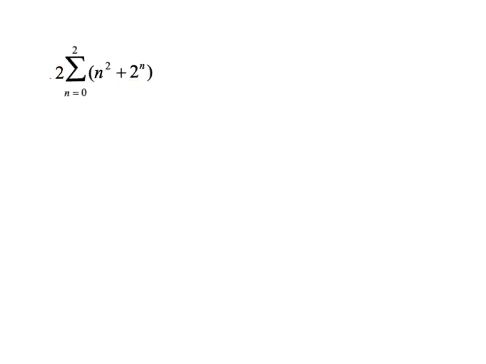So basically what that 2 in front means, it's 2 times this entire sum. So you're going to have to find the sum first and then multiply your answer by 2. So we're starting, remember the bottom number is my starting value. So my starting value is 0 and my ending value is 2.